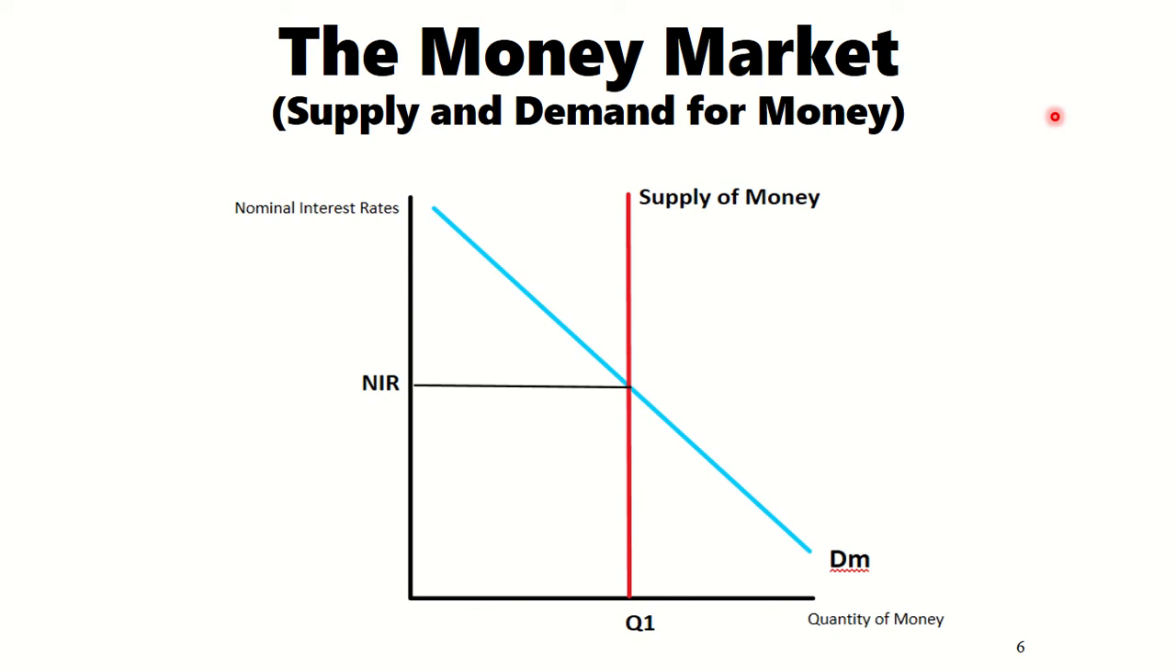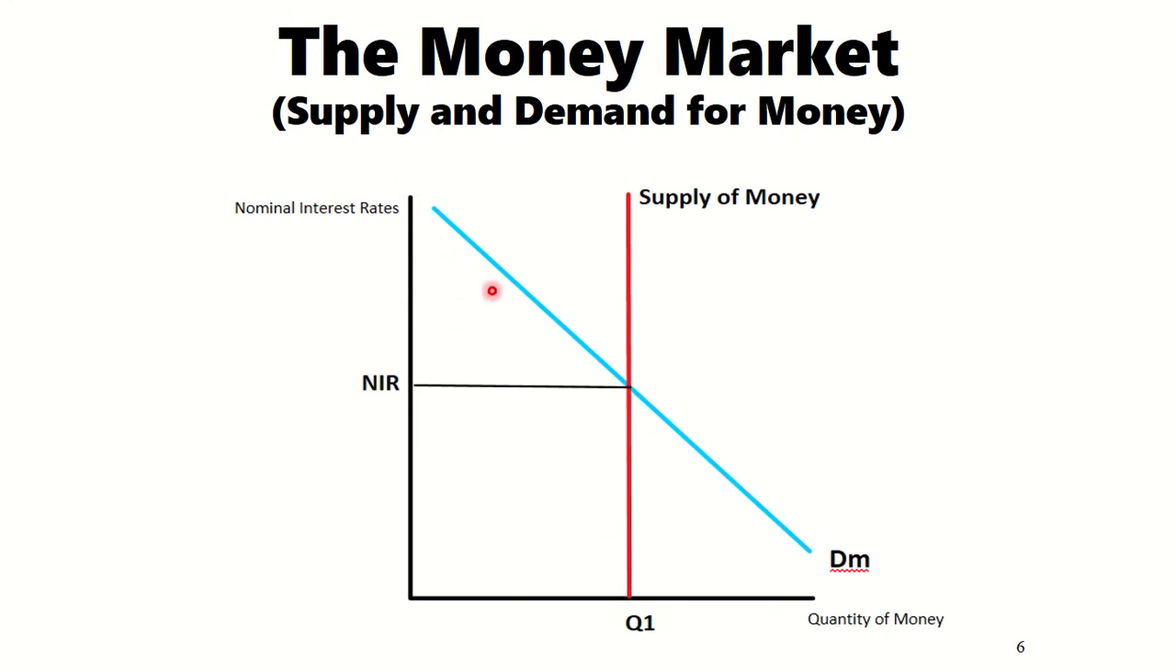We'll talk about other markets where we can supply money or currency. But in this model, it is consumers and businesses demanding money. And you'll notice that the supply of money here is a vertical line.